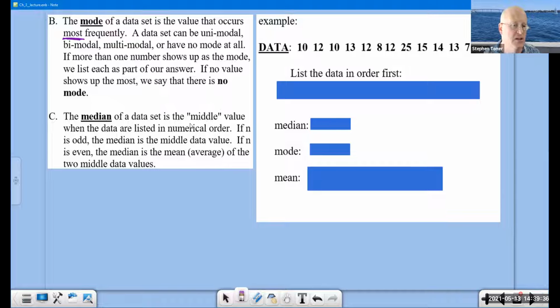And if n is odd, if there are an odd number of data values, the median is the middle data value. But if n is even, the median is the mean or the average of the two middle values.